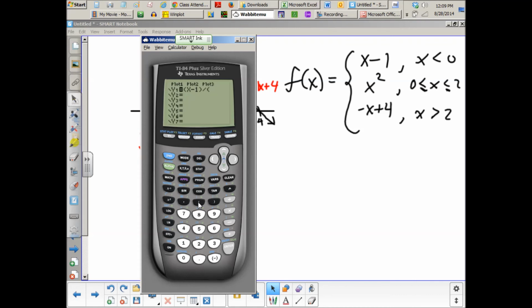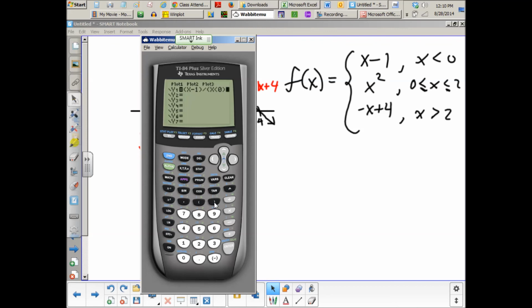So how do you type that? You do x. You'll find the less than button under test, which is second math. See it? Second math. It's called test. If you press second math, you'll see it's right there. There's an equals, there's a not equals, there's a greater than, a less than, and so forth. We want less than 0, close parentheses.